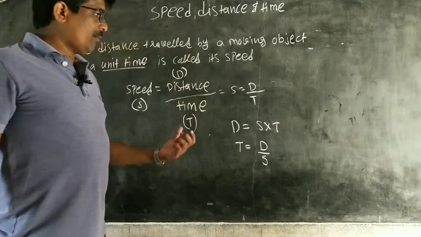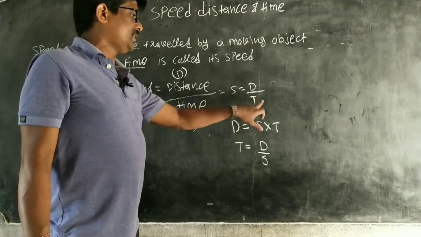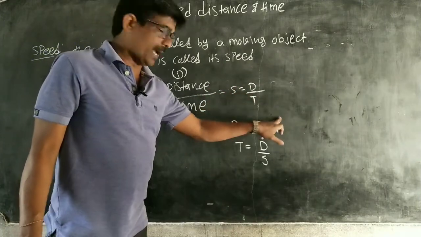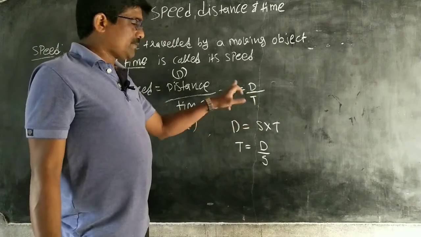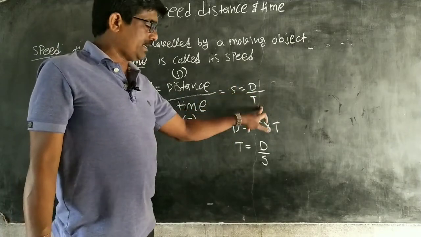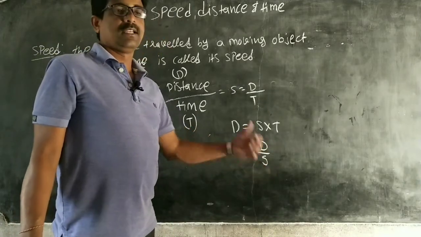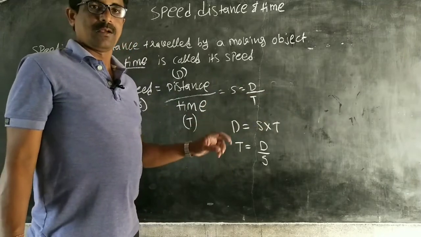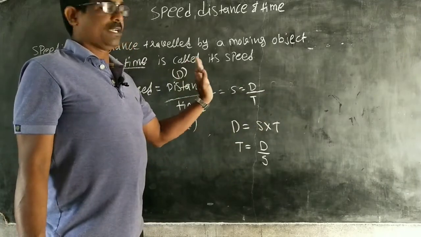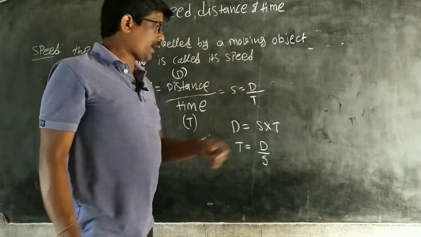From this main formula we derive another two formulas. Distance D is equal to S into T, speed into time. Or time: S is in the denominator, so T is equal to D by S. Time is equal to distance by speed. Okay. This is the introduction of speed and distance. Next we will go a little more briefly.